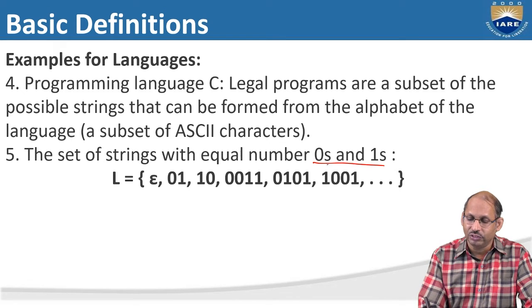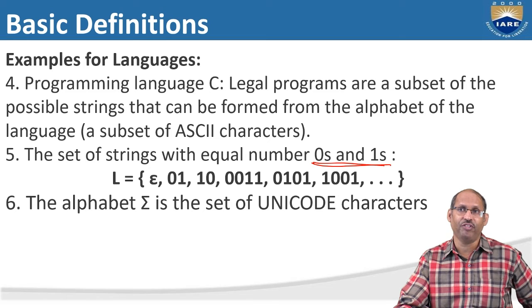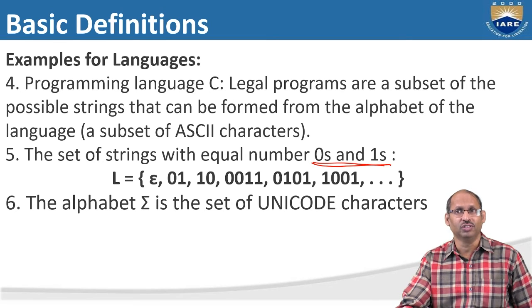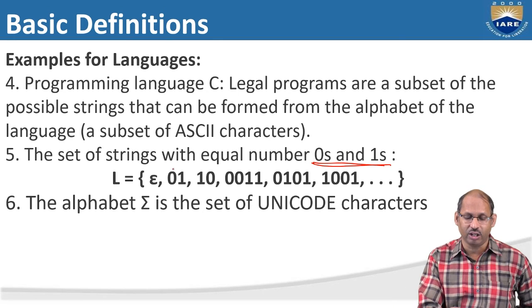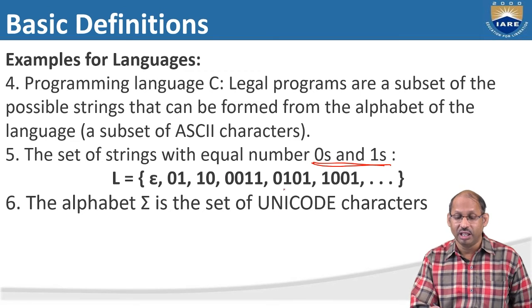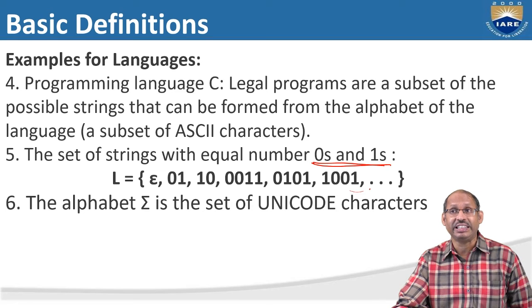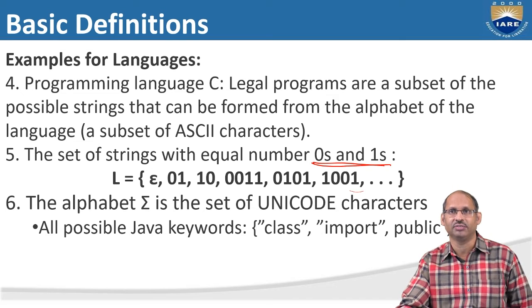Equal number of zeros and ones. It is constructed from an alphabet of zeros and ones, but it consists of an equal number of zeros and ones in any order. 0 1, 1 0, 2 zeros, 2 ones, 0 1 0 1, 1 0 0 1. But in a string there is an equal number of zeros and ones.